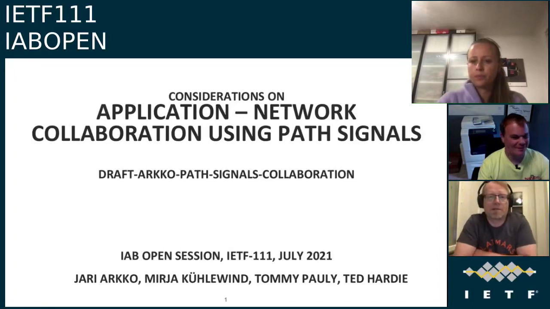So this is a topic that some of us, current and ex-IABers, have been talking about: application network collaboration and path signals and how to do them properly. And the name of the draft is mistakenly set here as draft-arco-path-signal something, but it should have IAB there somewhere: draft-arco-iab-path and so forth. Okay, next slide.